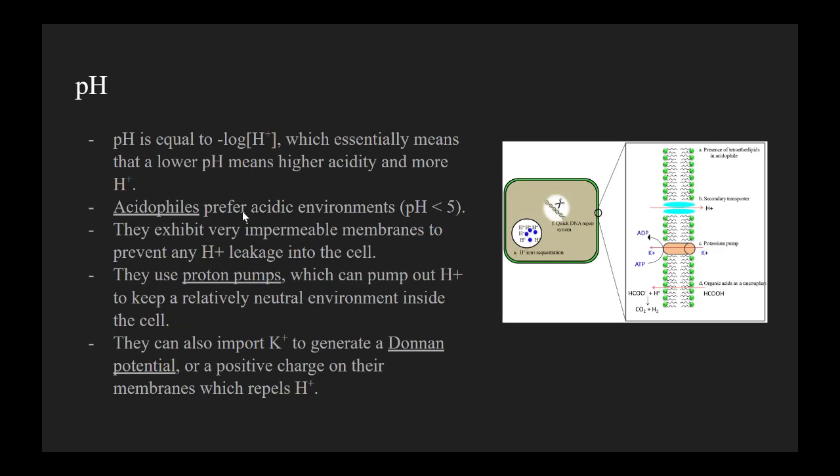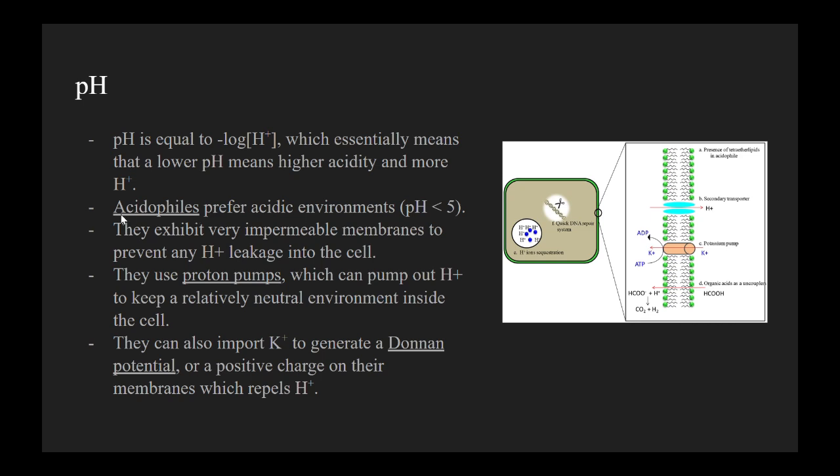Okay, next let's look at pH. If you remember, the pH formula is negative log base 10 of the hydrogen ion concentration, or the proton concentration. And remember, H plus and proton are the same thing. Essentially, what this means in simpler terms is that a lower pH means higher acidity and a greater amount of H plus, or protons, present.